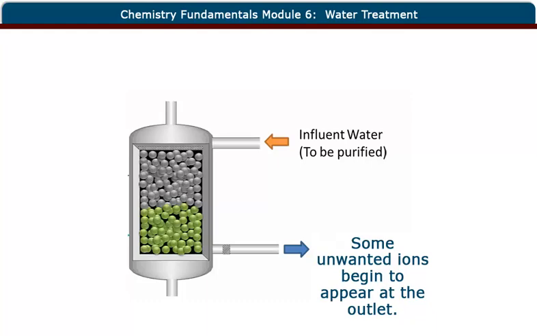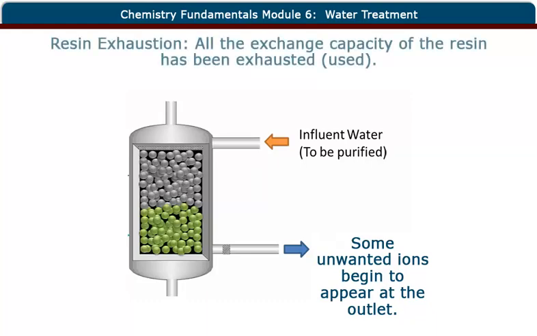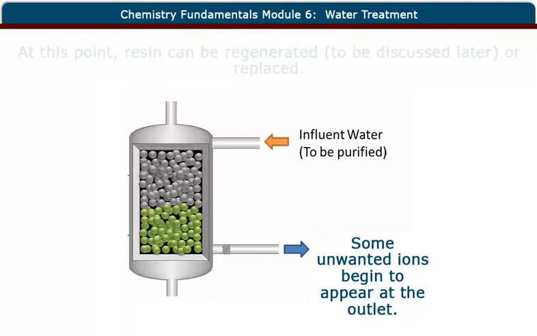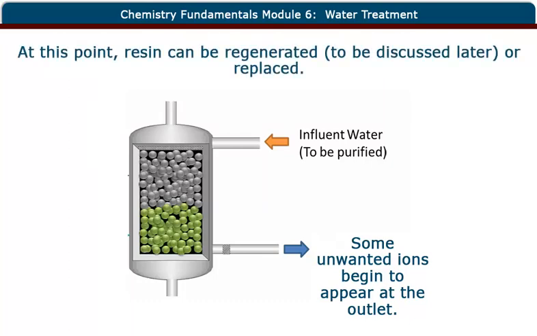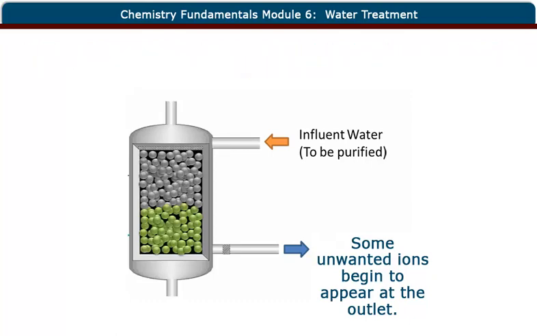Resin channeling, like we talked about earlier, or it could just be that the beads are old and all the exchange sites have been exhausted. All the exchange capacity of the resin has been used. In this case, the beads can be regenerated, which we'll talk about later, or simply replaced. So, resin breakthrough, unwanted ions breaking through, can be caused by resin exhaustion, but remember, could also be caused by resin channeling or some other malfunction we'll talk about that would keep the exchanger from doing its job.